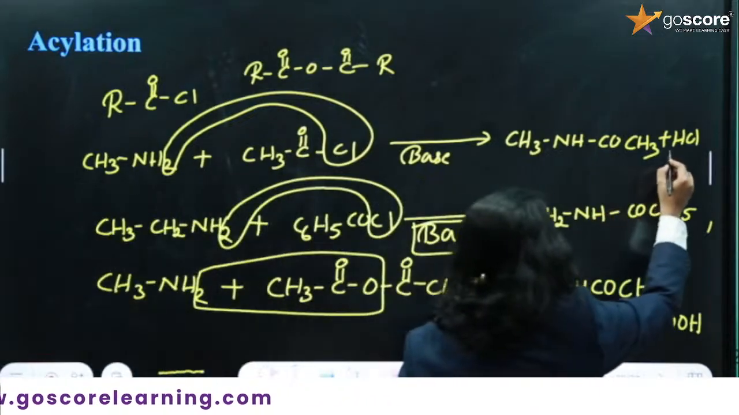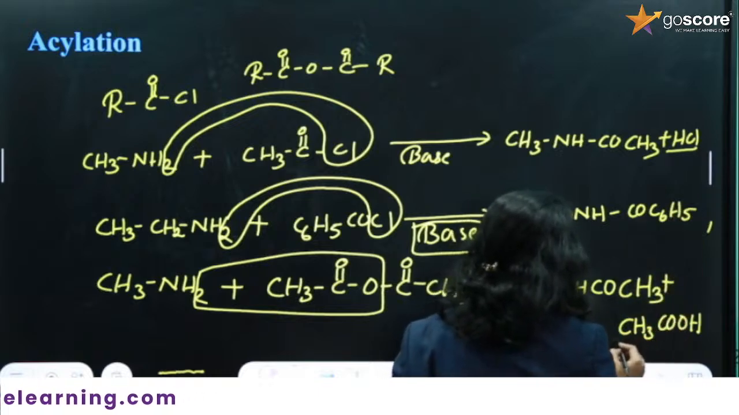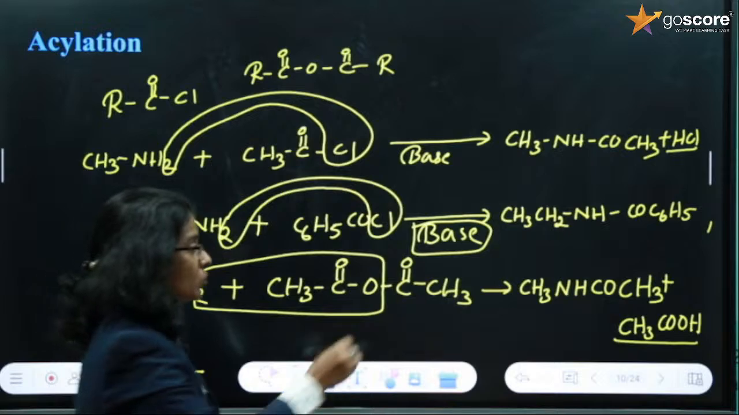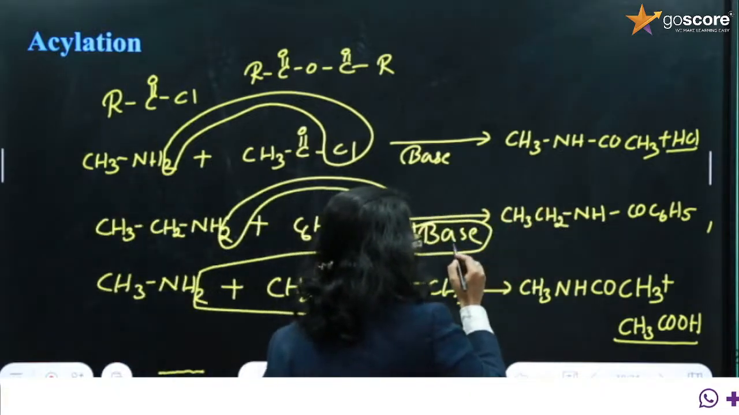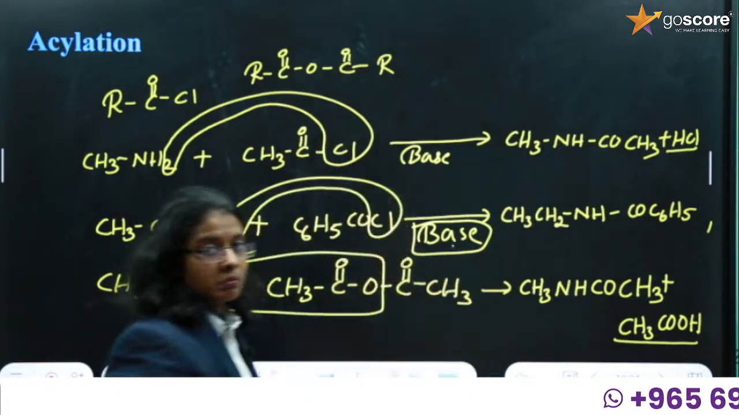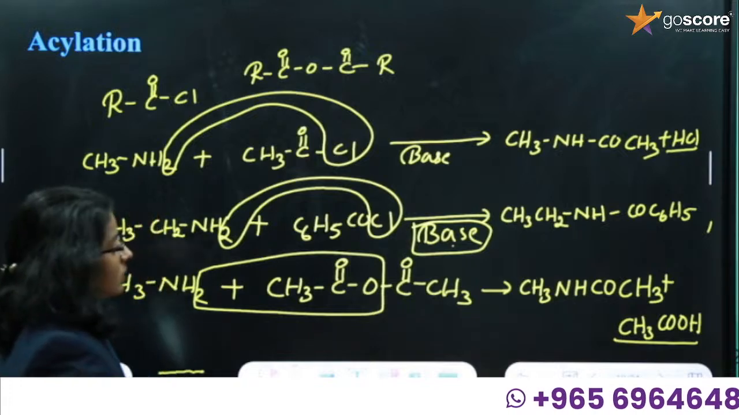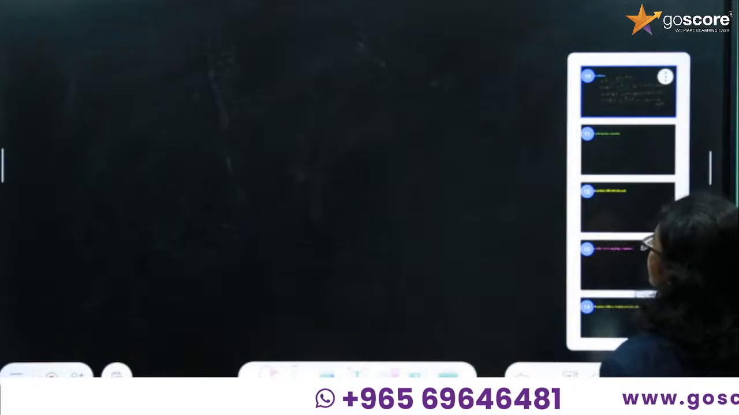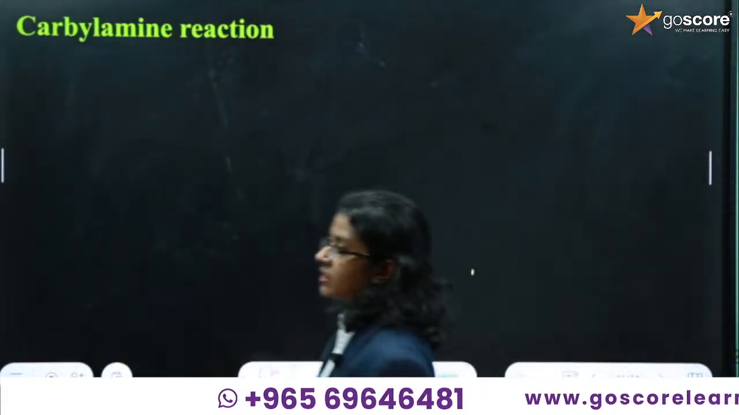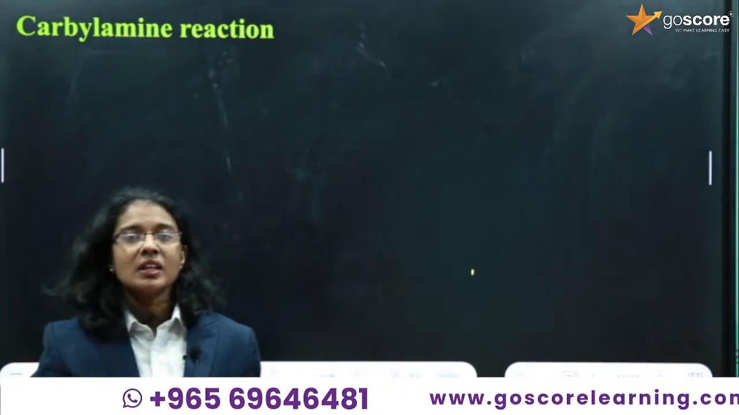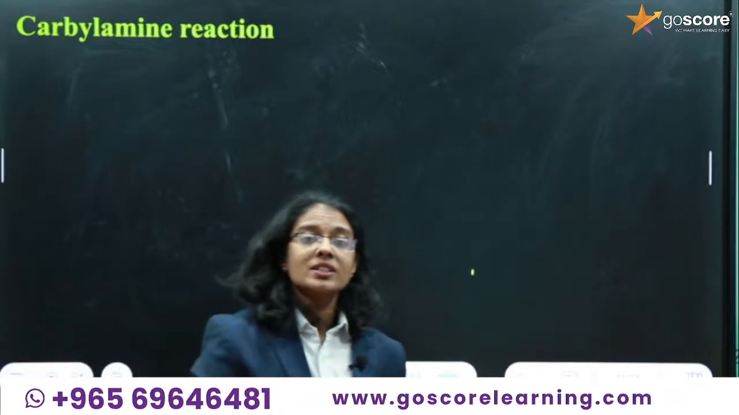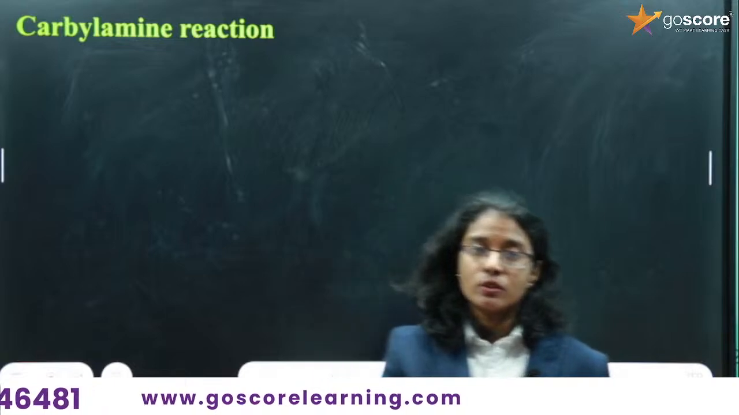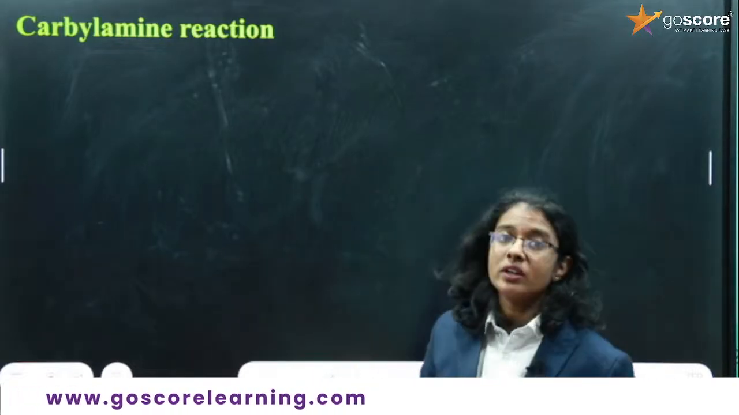See, here HCl and here CH3COOH, both are acid. To neutralize that acid, we are adding this base. Okay. So this is all about acylation. The next one is carbylamine reaction. See, carbylamine reaction, these are the distinguishing tests of amine. This is very, very important.